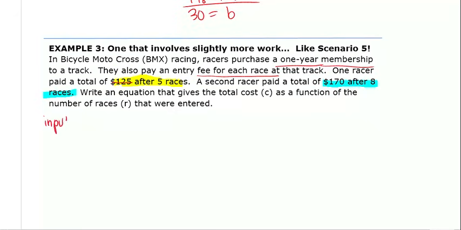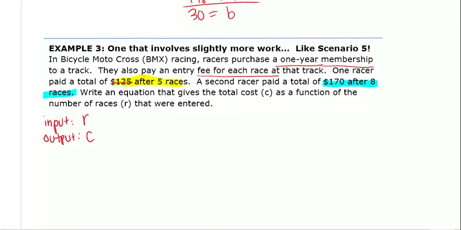Okay, so let's decide input-output. In this case, we are inputting the number of races, which is R, and we're figuring out the cost, which is C. But in this case, we know there's a fee for each race. We don't know what it is. And we know there's a 1-year membership, and we don't know what it is. For these types of questions, we needed 2 ordered pairs. So we're going to use our information to pull out those 2 ordered pairs.